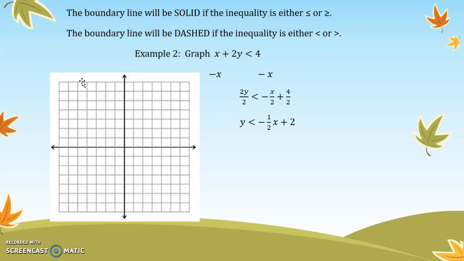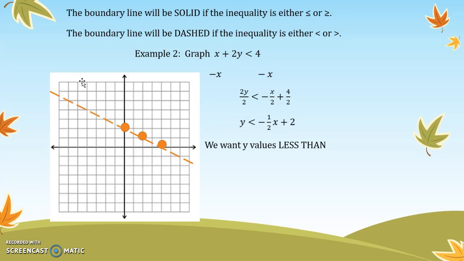So I'm going to start by plotting my y-intercept at (0, positive 2), and use my slope, down 1 to the right 2, to plot my next point. And let's just put one more. Again, we have the less than symbol, so we're going to end up with a dashed line to connect these points together. And now we need to shade.